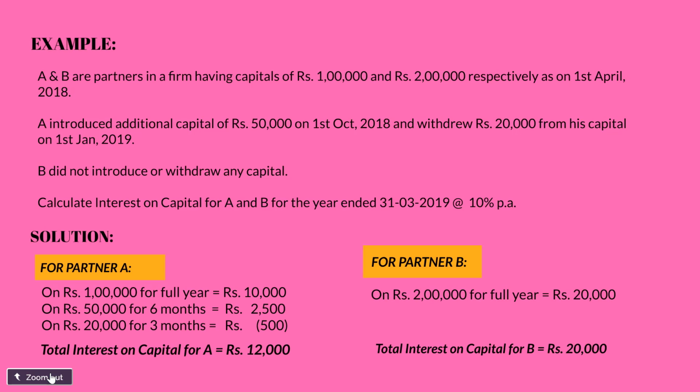As far as B is concerned, B did not introduce or withdraw any capital. So we'll give him interest on capital at 10% on the opening capital for 1 year, which is rupees 20,000. Therefore interest on capital for B is equal to 20,000.